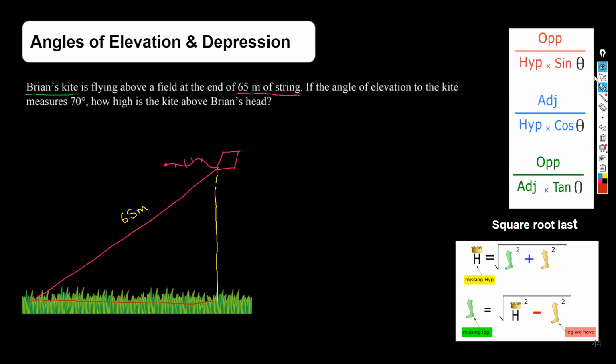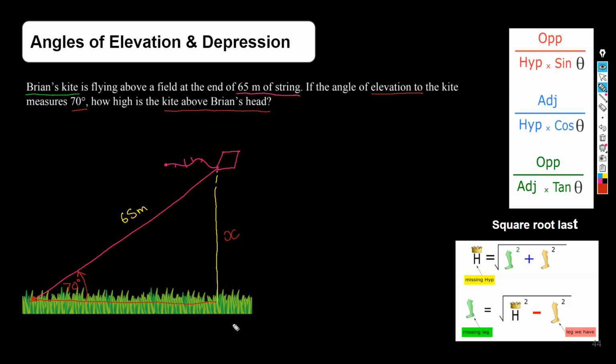They said the angle of elevation to the kite is 70 degrees. So Brian is here. In order to see the kite, he has to tilt his head upwards, obviously. So this angle here is 70 degrees. That's all the question is saying, but they're using fancy words. Look at it, it's just a right angle triangle. They want to know how high the kite is above his head. They're really asking for the vertical height in this question. So they're asking you to find x.